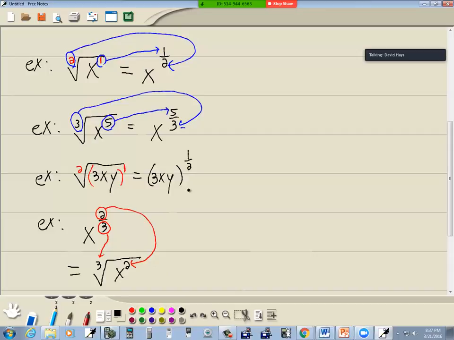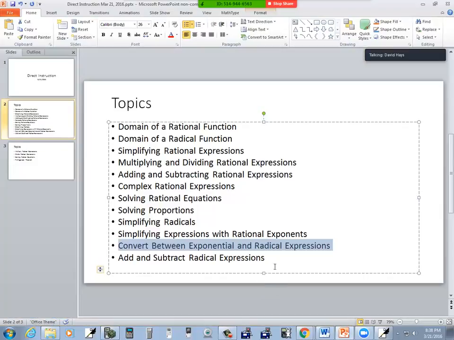Why would you want to do this? Sometimes it's easier to work with fractional powers than it is to work with radicals. You get a fractional power, you got a lot more flexibility. You can get common denominators, you can do all the different things we know with fractions. Okay, that's converting between exponential and radical expressions.